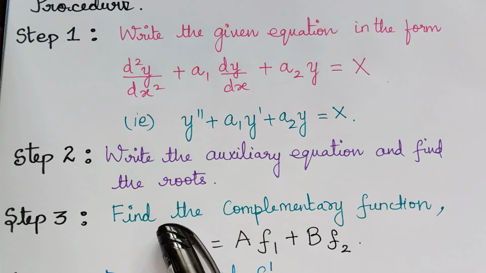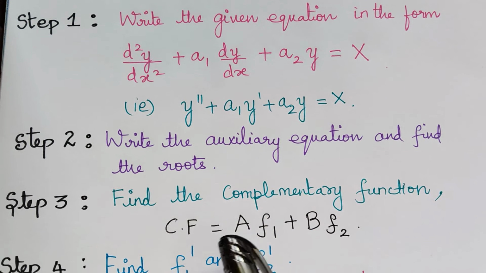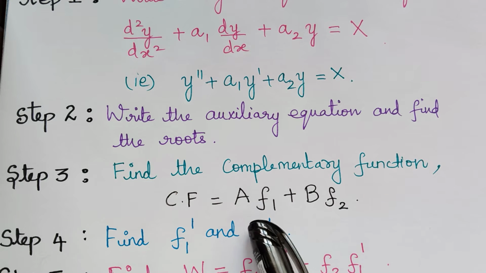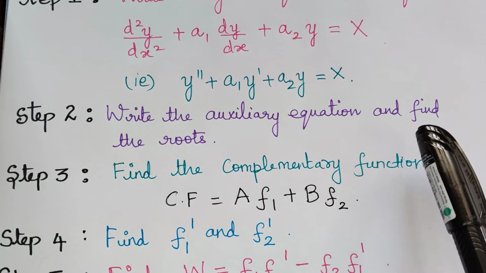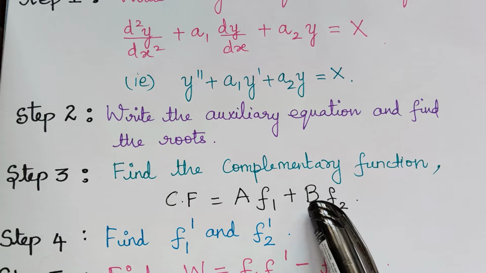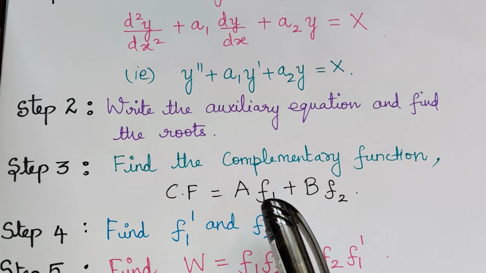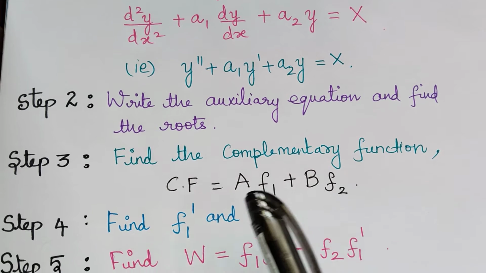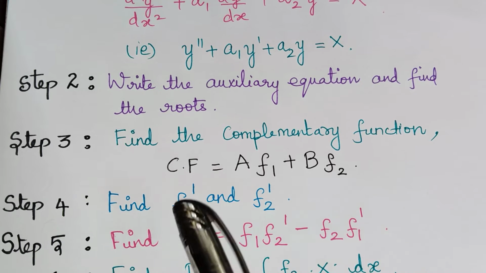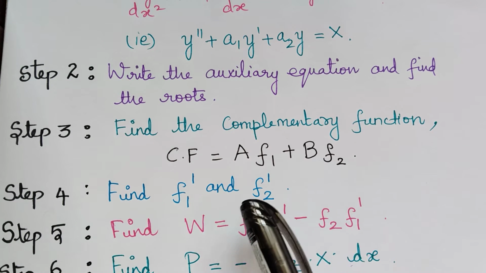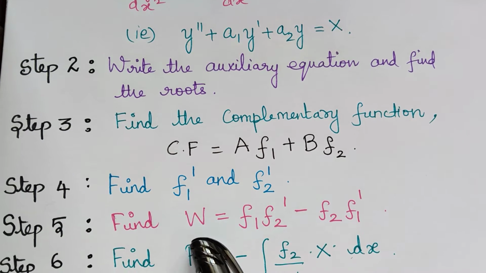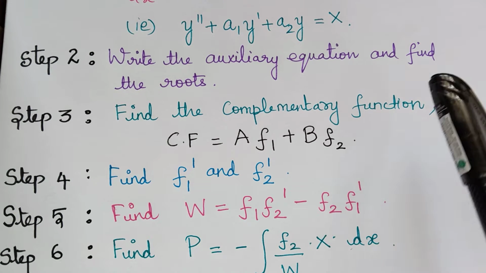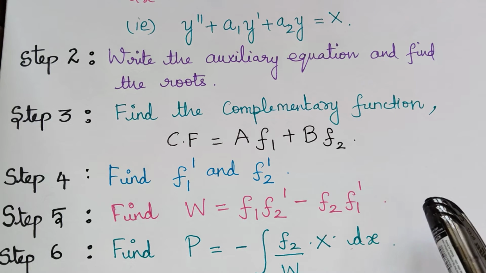After that we have to find the complementary function, which has to be compared with af1 plus bf2. After obtaining the complementary function, we compare it with this and obtain the values of f1 and f2. After finding f1 and f2, we differentiate them to find f1 dash and f2 dash, so that we can find the Wronskian W, which is equal to f1 f2 dash minus f2 f1 dash. You will understand these steps better by solving the problem.